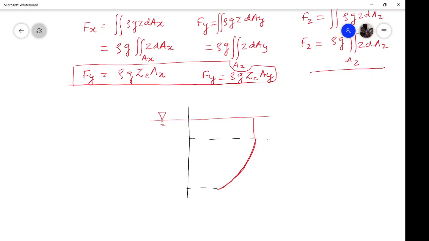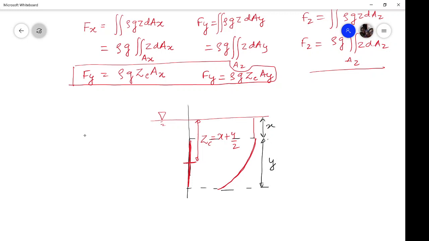Okay, let us say this value is x and this is some y. Now this becomes my area, so this becomes my projected area. The centroid of this will be y by 2, so this ZC in this case becomes x plus y by 2.